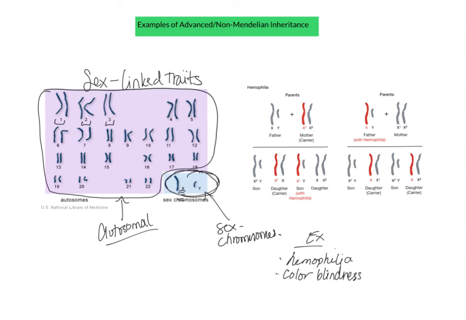And because a biological female will receive 2 X chromosomes and a male will receive 1 X chromosome and 1 Y chromosome, if the gene is found on the X chromosome, that means a male will only receive 1 allele for that gene, whereas a female would receive 2. And that's going to introduce different inheritance patterns in comparison to what we would see with simple Mendelian inheritance.